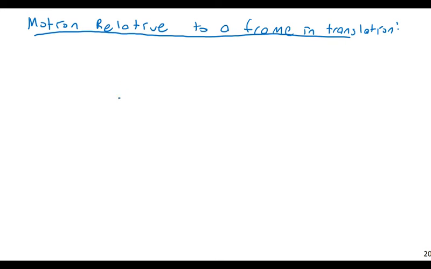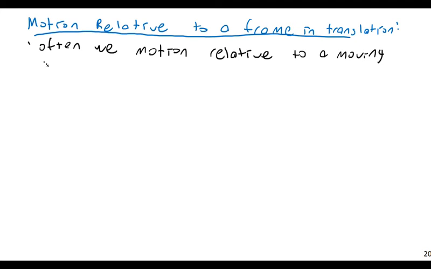So, often we need to look at motion relative to a moving reference frame. In fact, we usually do that even if we're not aware of it. The Earth is constantly moving, although we usually say that the Earth is a fixed reference frame. For most of our analyses, we will simply say, oh, the Earth is stationary.